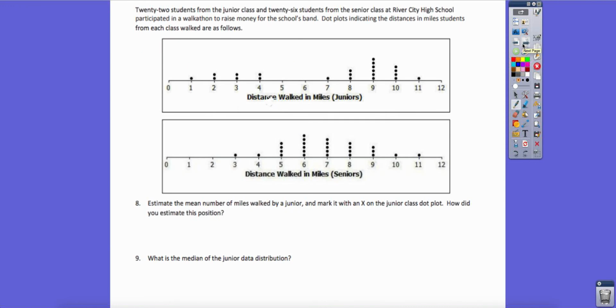All right, next example. We're looking here at a junior and a senior class, the total distance walked. We've got 2 different balance points kind of happening.